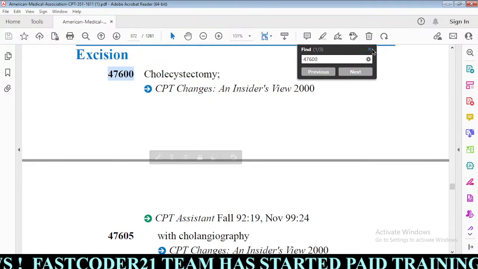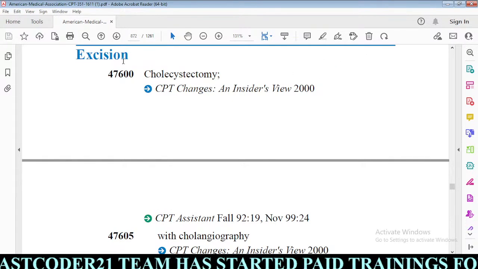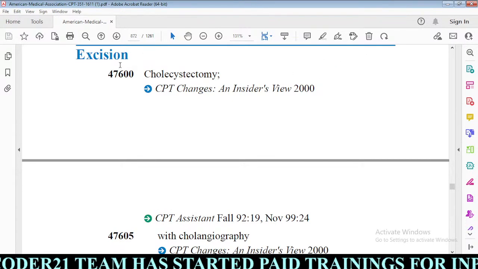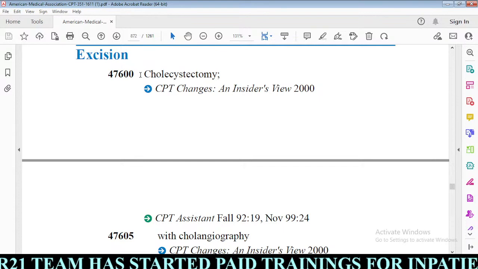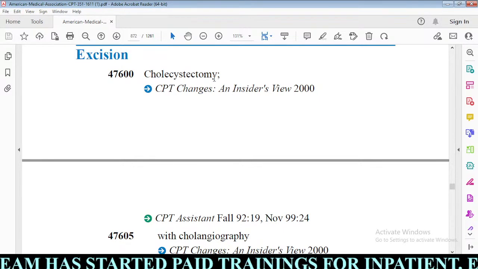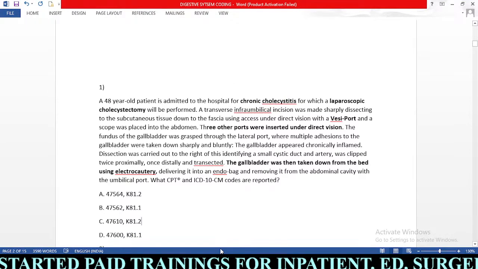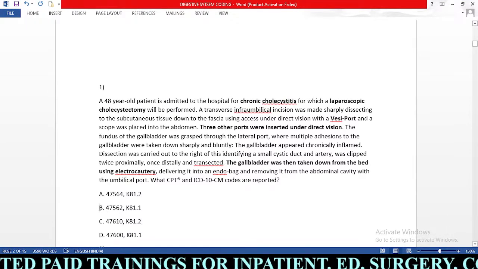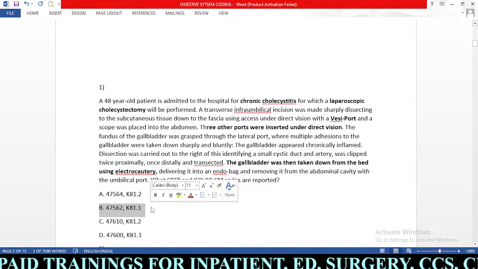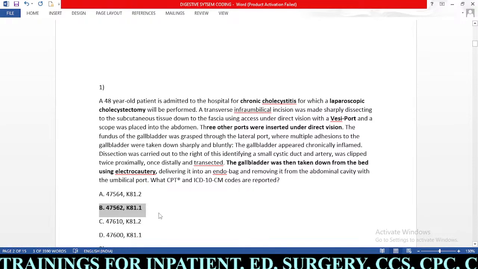So it is open cholecystectomy. So here, if it is excision, it is an open procedure. So it is open cholecystectomy. But based on our document, it is laparoscopic cholecystectomy. So here we need to choose 47562 and K81.1 as the answer.